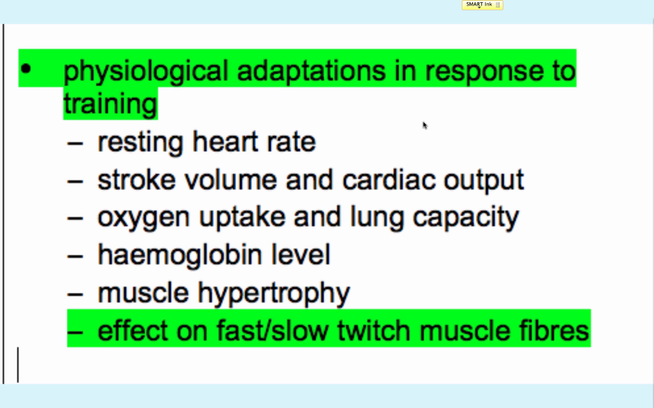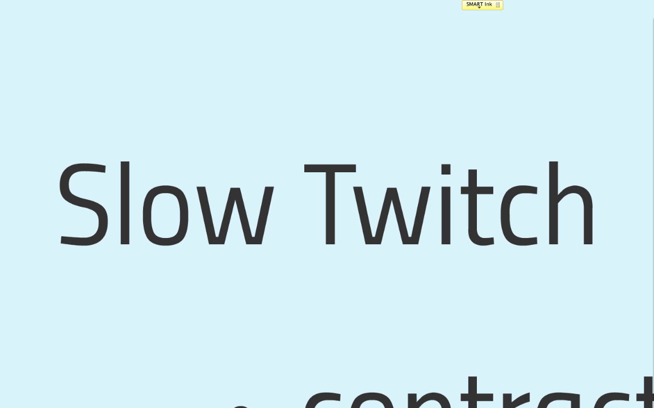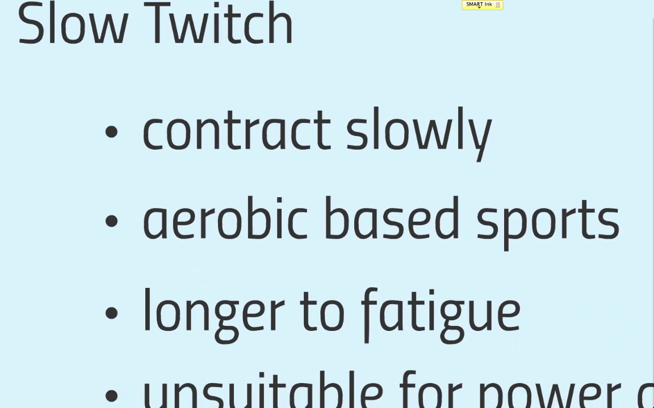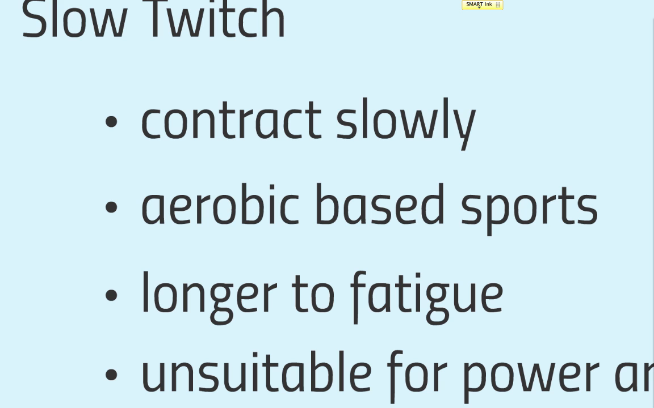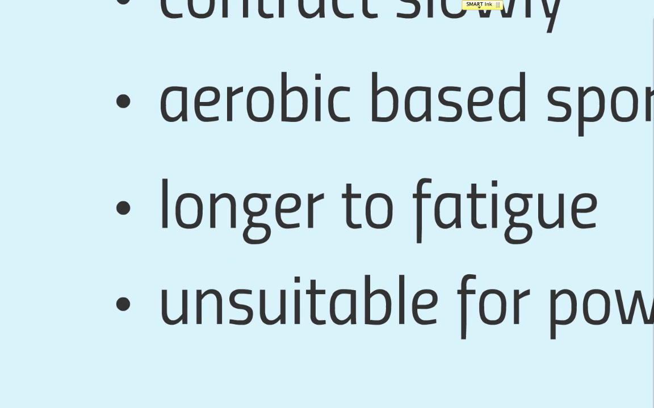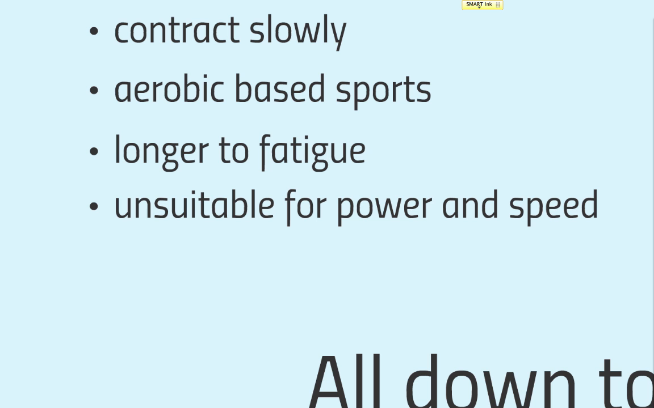The final dash point in this mega dot point is the effect of slow and fast twitch muscle fibres. Slow twitch fibres contract slowly during an activity of aerobic nature, such as running and cycling, both longer distance events. Slow twitch muscles take longer to fatigue compared to fast twitch. They are more suited for aerobic based activities. They are not suitable for speed and power activities.